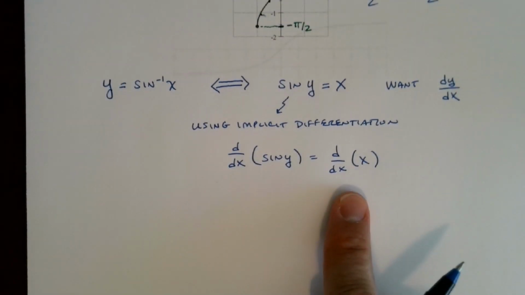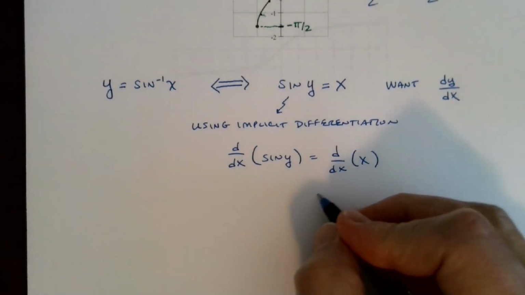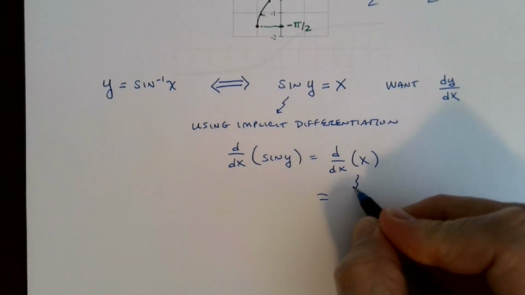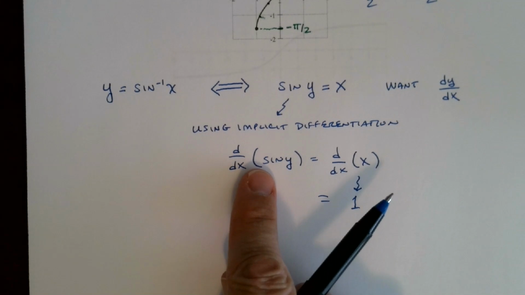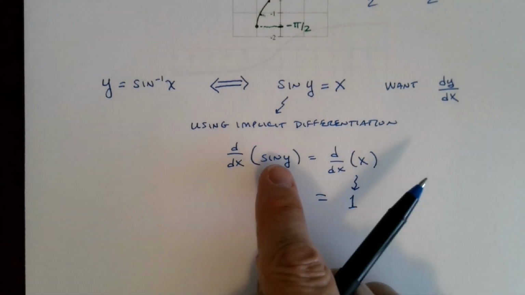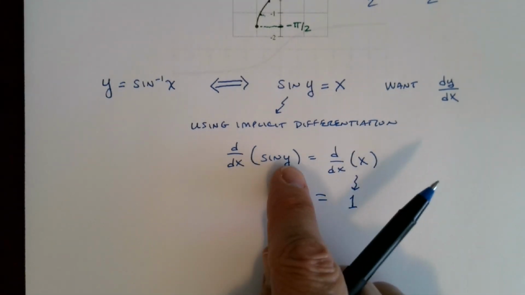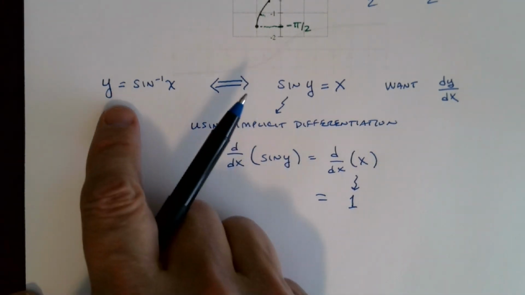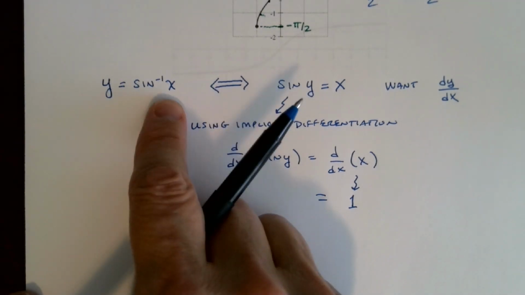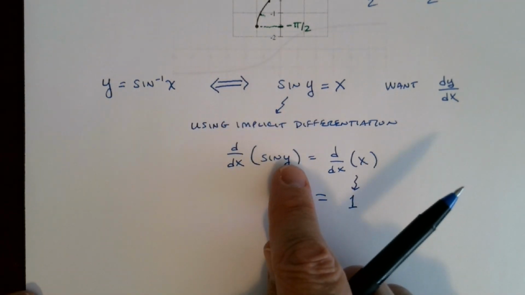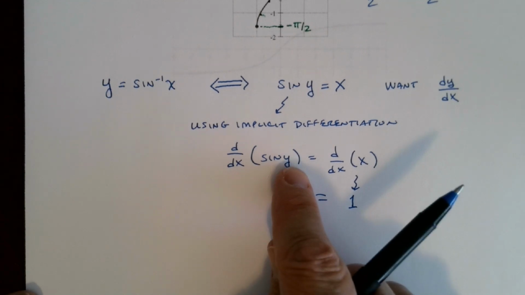Now the right hand side is pretty darn easy, right? What's the derivative with respect to x of x? That's just 1. That's not a problem. Over here, what do we have? Derivative with respect to x. It's not sine of x, it's sine of y. And what do we know about y? Y is a function of x. And we do know what y is as a function of x. Y is sine inverse of x. But we don't know its derivative yet.